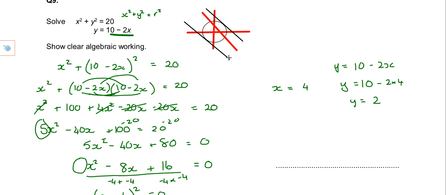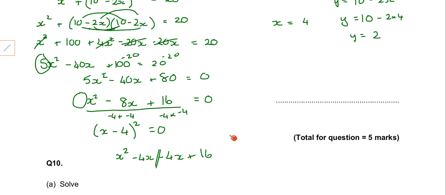What are those lines called? Anyone remember? They are parallel, but in relation to the circle. Tangents, yeah. So if I've got a line touching a curve at one point, just one, and not crossing it, it's called a tangent. Alright?